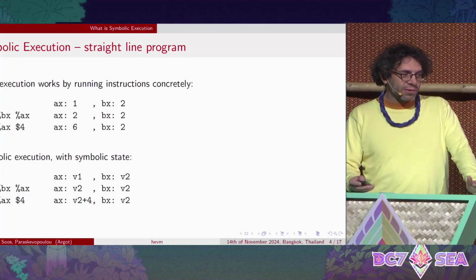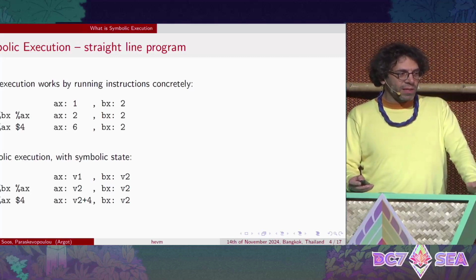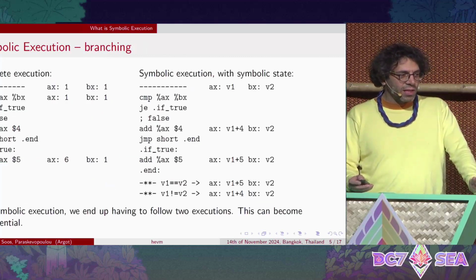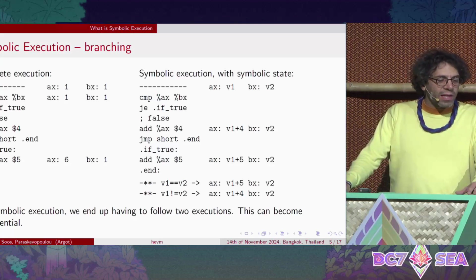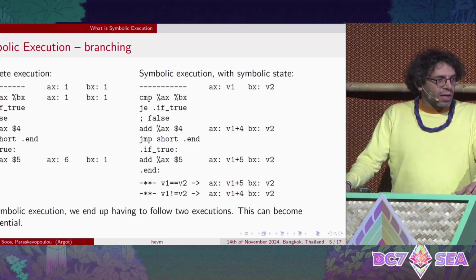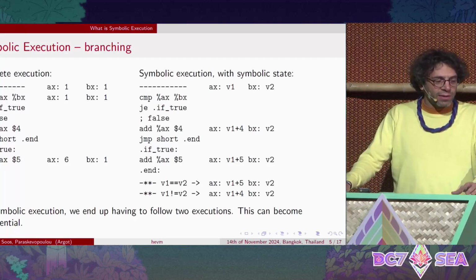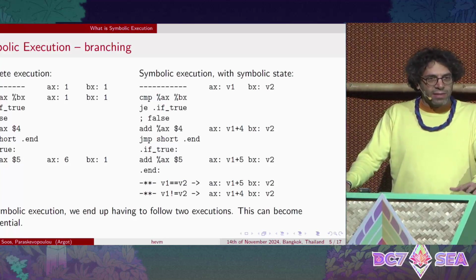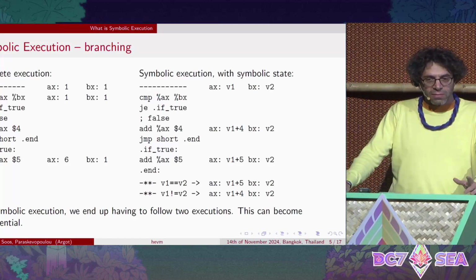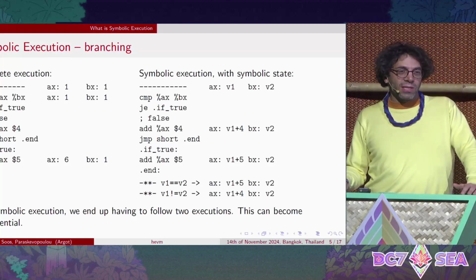Okay, so that sounds interesting. Where does this get hard? Because this seems relatively straightforward. It gets hard when branching happens. So here is a program where we have a branch. With concrete execution, it's relatively straightforward. We have both registers set as 1. Then we check whether they are equal. They happen to be equal. And if they are, then we add 5 to the register A. And so the final state is 6 and 1, right? So this is quite clear.